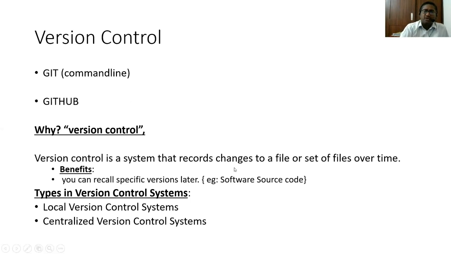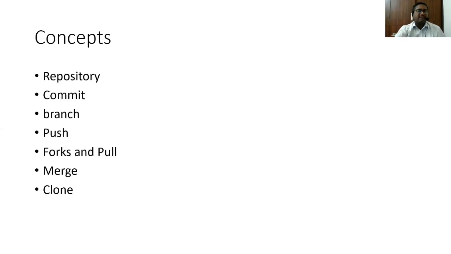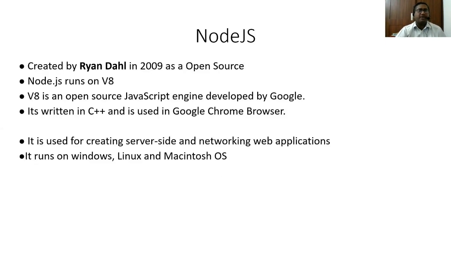So version control is a system that records changes to a file or set of files over time. If you want to recall the first level file from when you completed it, that also we can set over there. There are different concepts: repository, commit, branch, push, fork, pull, merge and clone. You can create and see these; for doing projects, it will be highly useful for you.